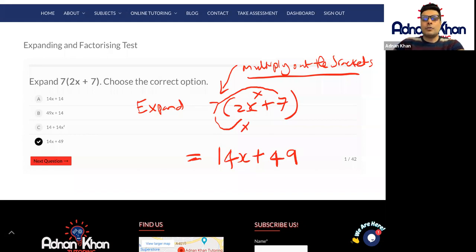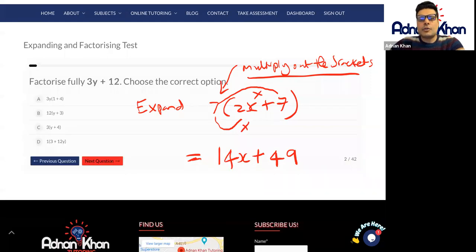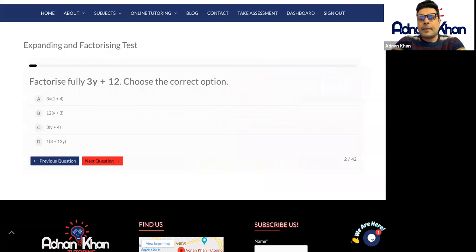Okay, so this is how we do expanding, but we'll go into more detail on this in our class session as well. Let's move on to factorising. So factorise is actually the opposite of expanding. So factorise 3y plus 12.